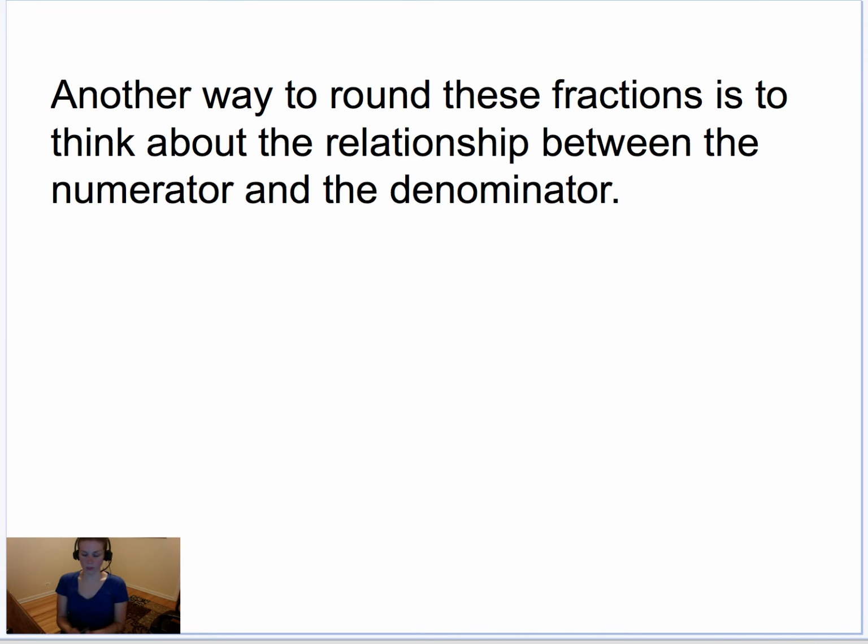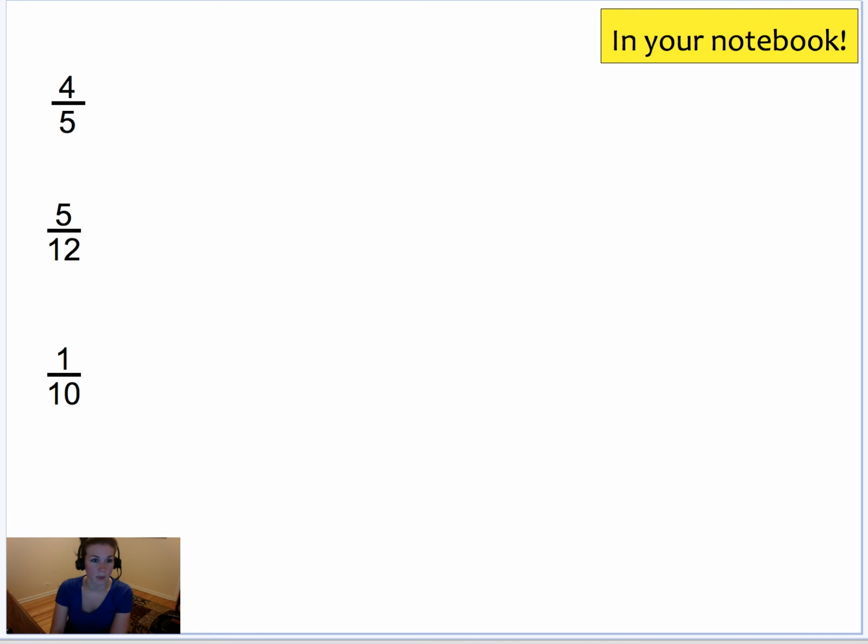Now there is another way to do this without having to make a number line every single time. So another way to round these fractions is to think about the relationship between the numerator and the denominator. Remember the numerator is the number on top, so in our fraction 4/5, 4 is the numerator, and then the denominator is the number on the bottom, so 5 would be our denominator. So when I look at 4/5, I know that that number will round to 1.